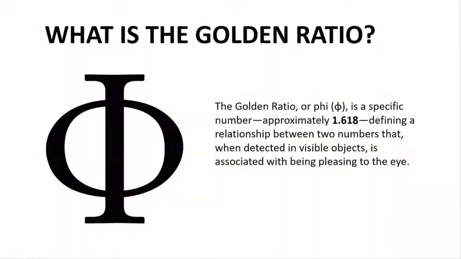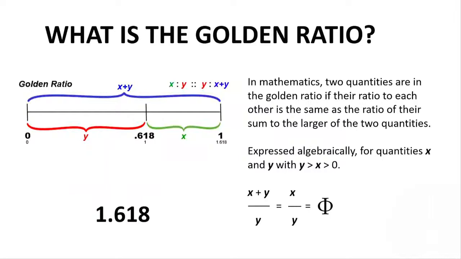So what is the golden ratio? It's generally represented by the symbol phi, and it comes to approximately 1.618. It defines a relationship between two numbers that, when detected in visible objects, is generally considered pleasing to the human eye. They don't know exactly why that is, but they've noticed that the golden ratio has been known for quite some time, going back to ancient times.